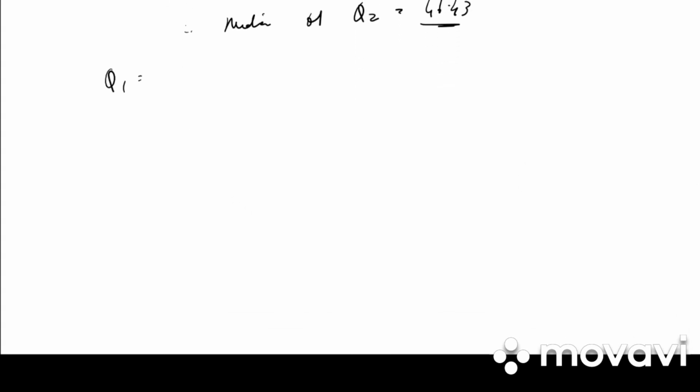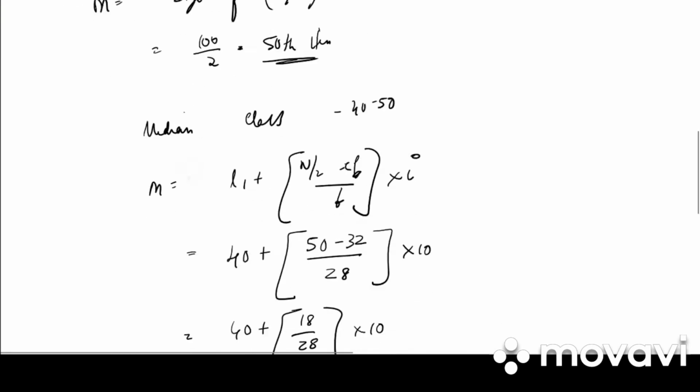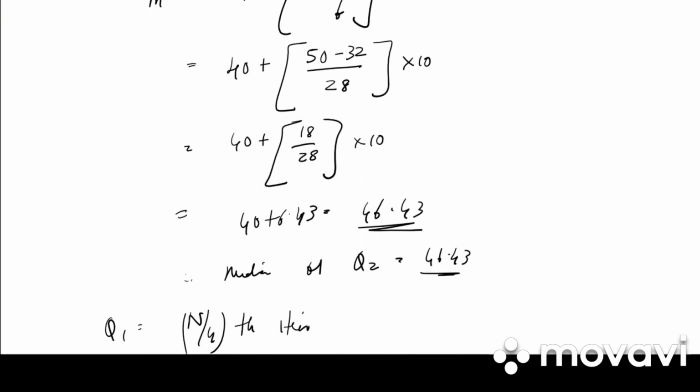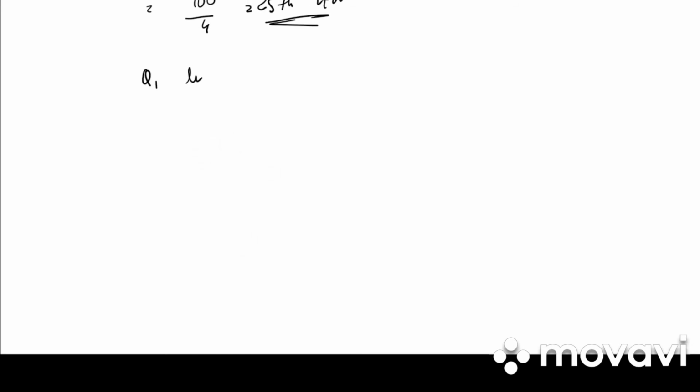Next we need to find Q1. It is n divided by 4th item. What is n? 100 divided by 4, that is 25th item. Go to the cumulative frequency. Where is the 25th item? It lies in the class interval 30 to 40. Next line. Q1 lies in the class 30 to 40. So what is the formula?